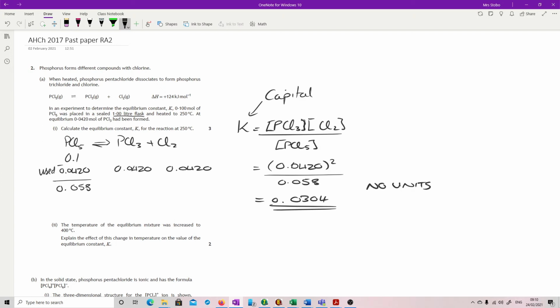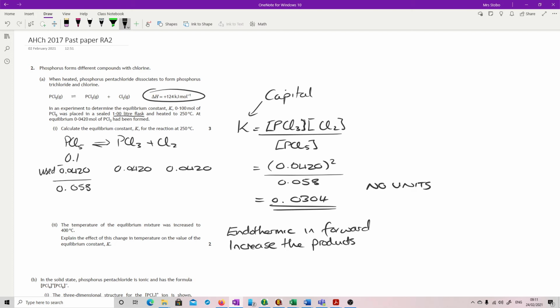The temperature of the equilibrium mixture was increased to 400. Explain the effect of this change in temperature on the value of the equilibrium constant. Okay, so this bit is the important bit now. We have an endothermic reaction, endothermic and forward. So if I increase temperature, I'm going to increase the products, or you could say decrease the reactants, or you could say shift to the right. The important thing is that we have increased the products relative to the reactants.